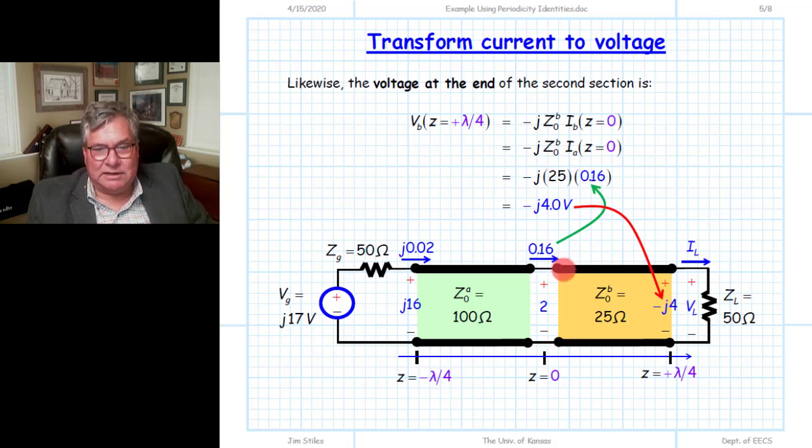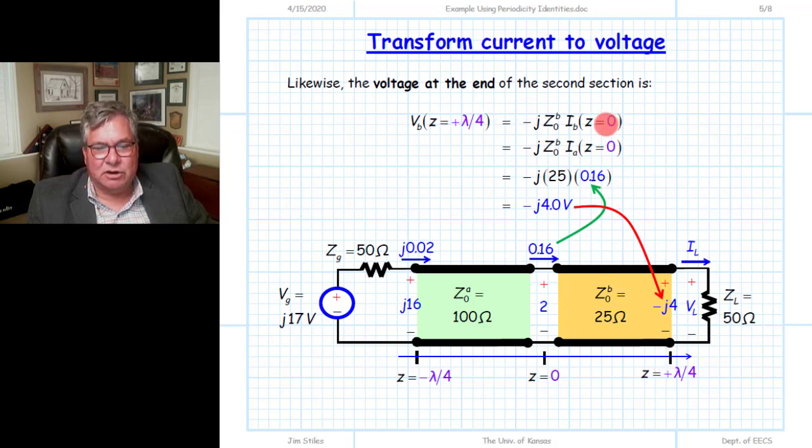Well, if I know the current at the beginning of this line, and I know the voltage at the beginning of this line, and this transmission line is lambda over 4 in length, and it is, I can take this current, for example, and transform it into a voltage using this identity. This point, again, is a quarter wavelength further down the line, and so we use this identity.